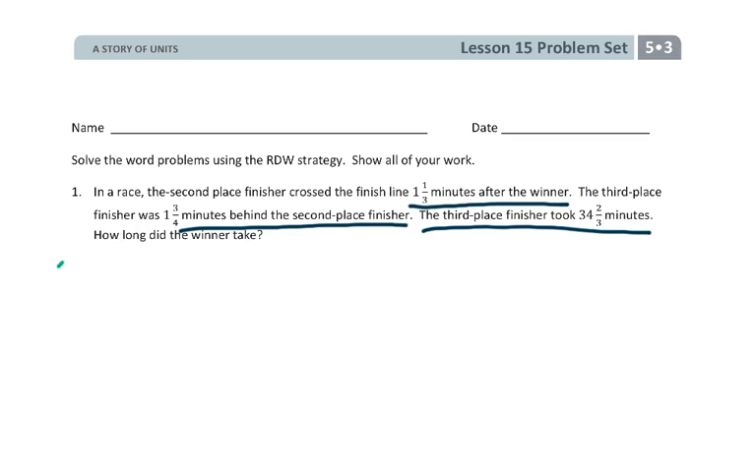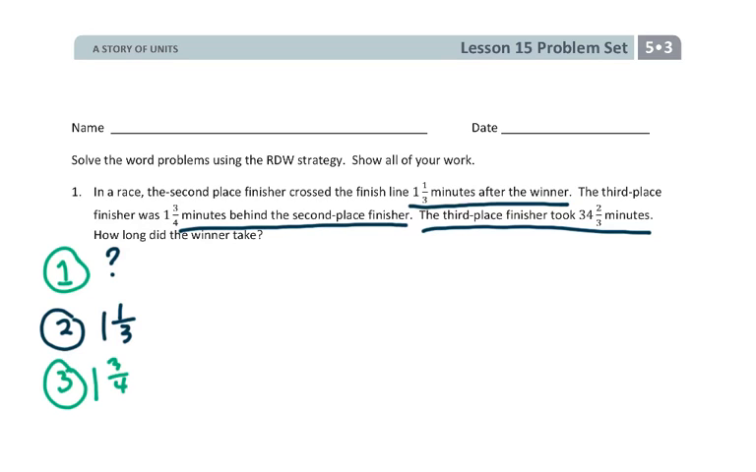So first of all, we can write out, so the first place finisher, we don't know because they would be the winner. Second place finisher was 1 1/3 minutes after the winner. The third place finisher was 1 3/4 minutes behind the second place finisher. And we know that this person right here took 34 2/3 minutes.